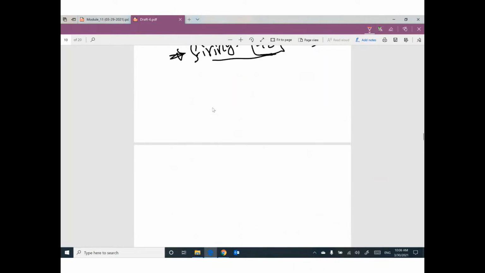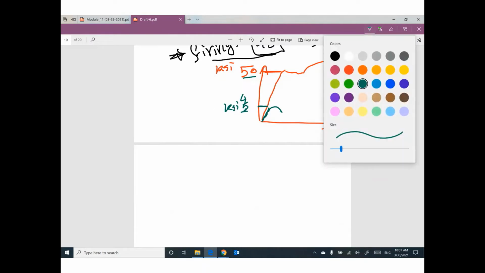One more thing, guys. If you look at the stress strain curve for steel, this value is 50 ksi in compression. If you look at the stress strain curve for concrete, this value is 5 or 4 ksi maximum. Wow, 50 to 5, 10 times. So steel is 10 times stronger than concrete in compression.